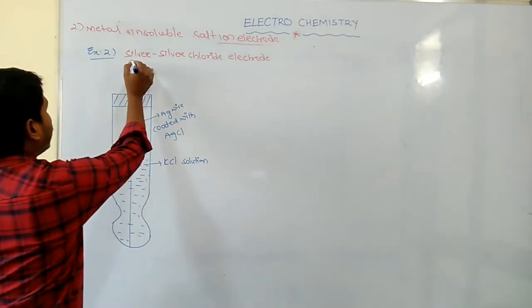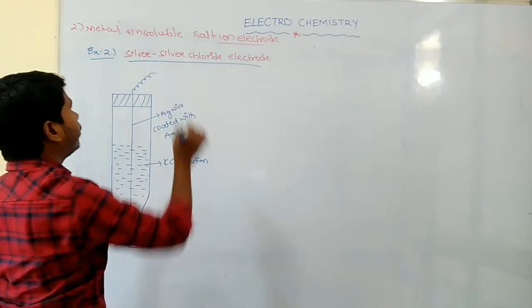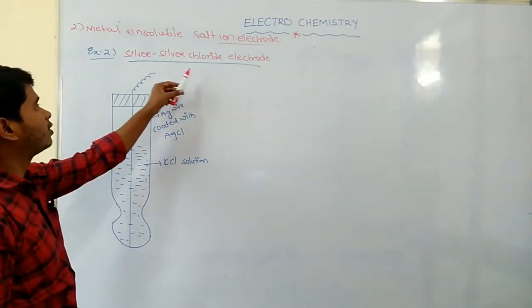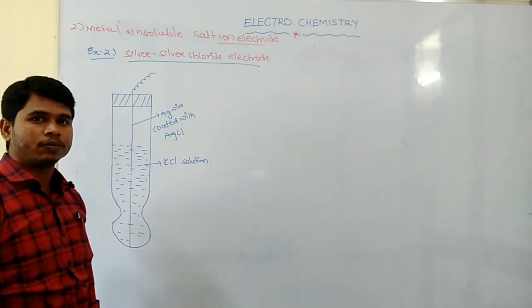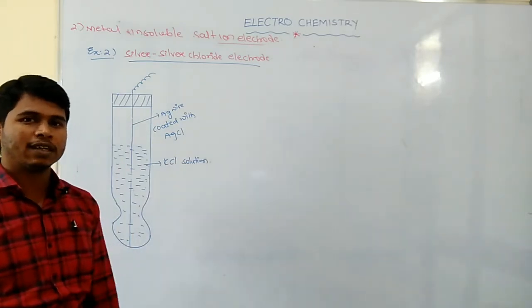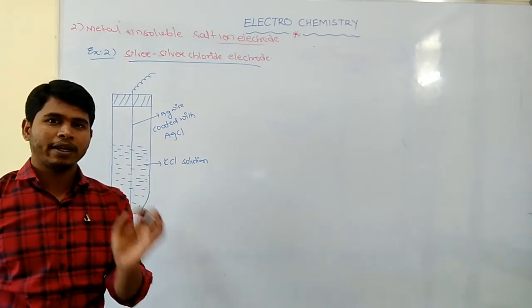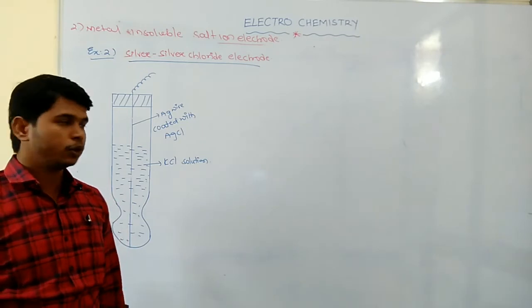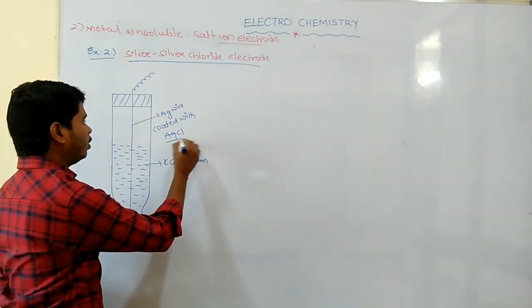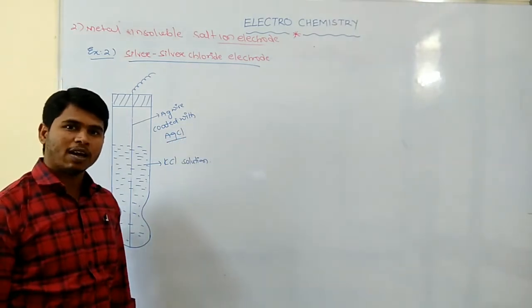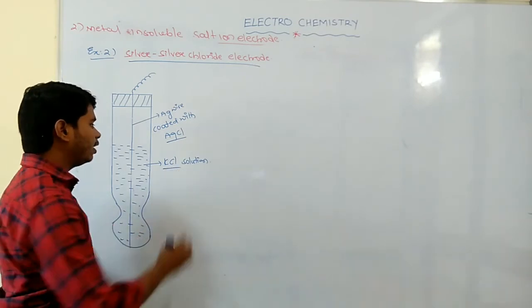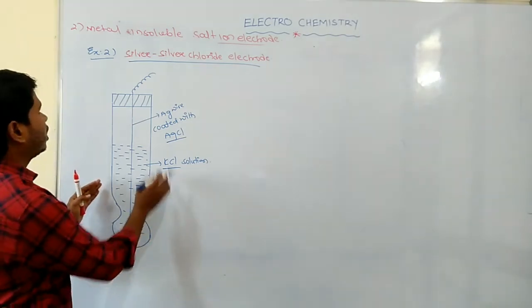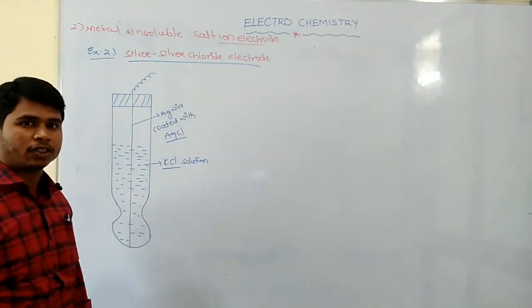Next, let us discuss the second example of metal insoluble salt ion electrode. The example is the silver chloride electrode. Here also two solutions are there. One is a sparingly soluble salt solution and another one is a soluble salt solution. The silver chloride solution is a sparingly soluble salt solution and KCl is a soluble salt solution. This is the construction of the silver chloride cell.